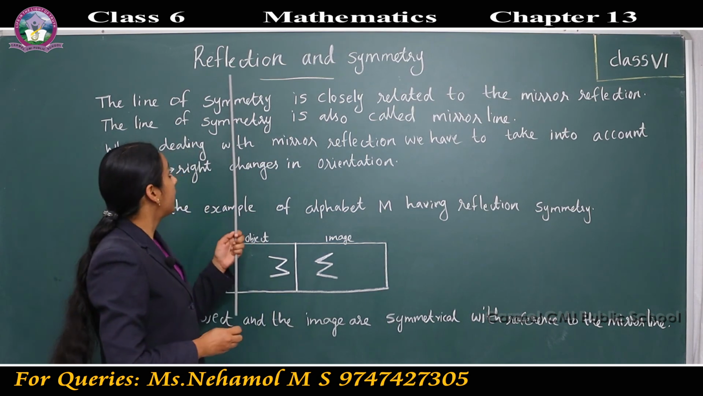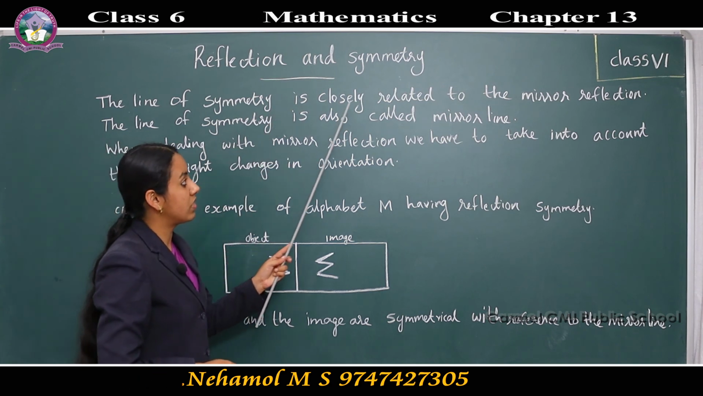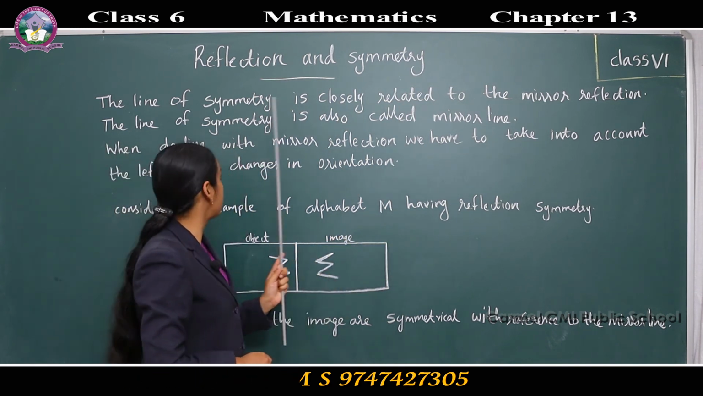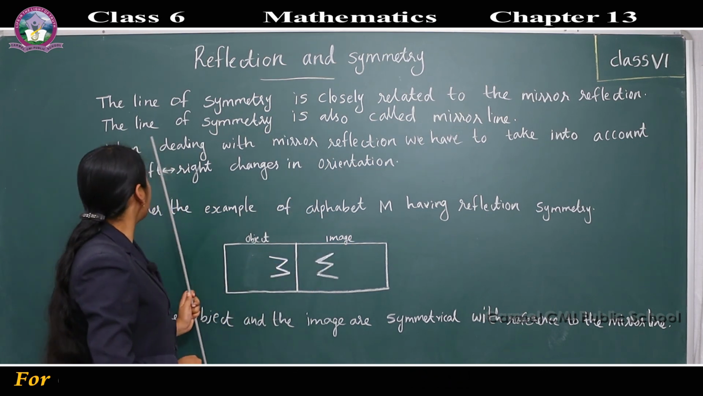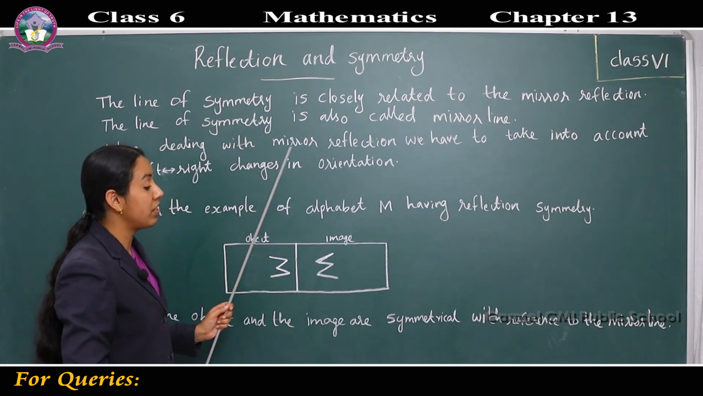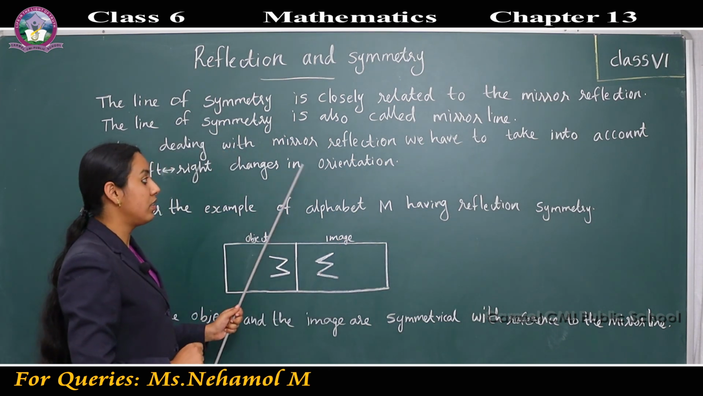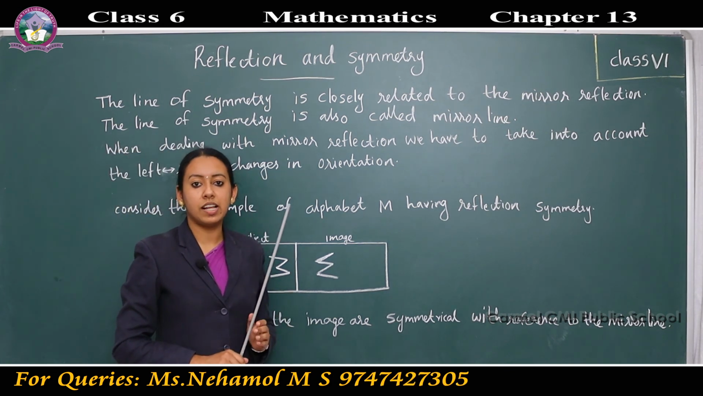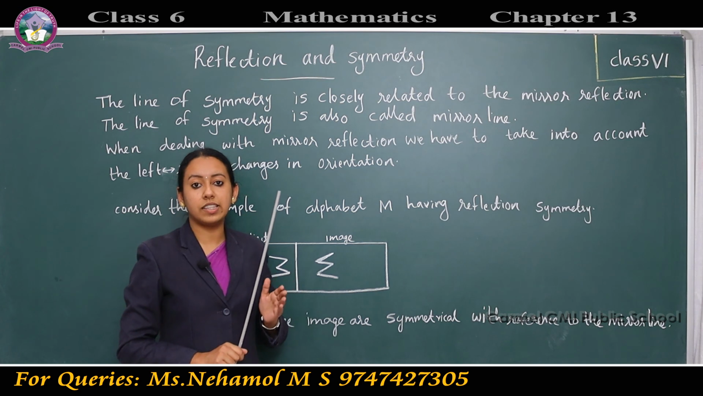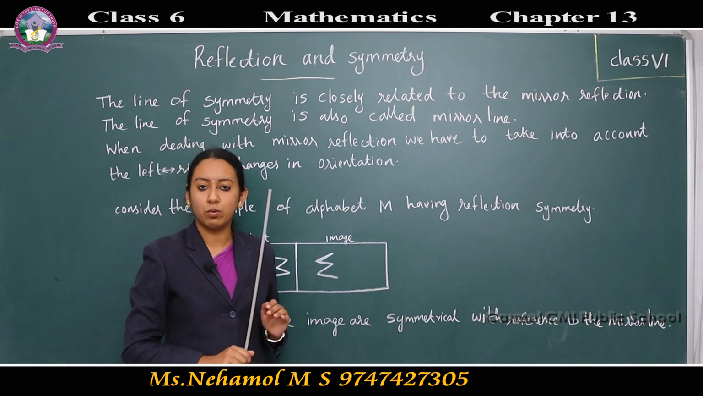Next topic, reflection and symmetry. The line of symmetry is closely related to the mirror reflection. The line of symmetry is also called the mirror line. When dealing with the mirror reflection, we have to take into account the left-right changes in orientation. That means when we see an object in a mirror, there is no change in the length and angle of the object except one thing: the image is opposite to the original image.